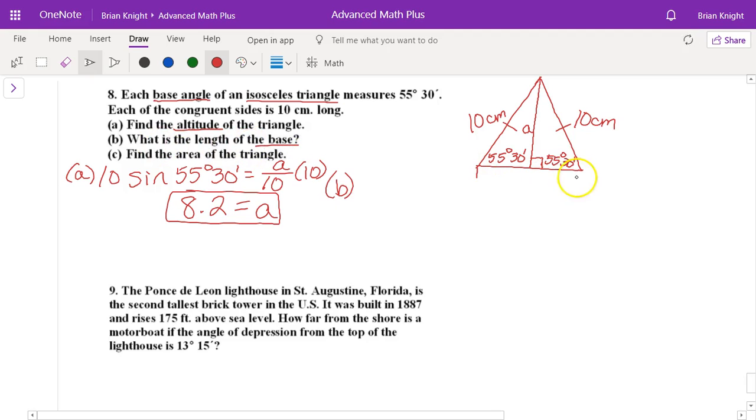All right, part B says, what is the length of the base? So they want to know, how far is it from here to here? Can we get the whole thing with our triangle? Can't you just do Pythagorean Theorem? You can, but that would only be one of them. That would only be half. You can get from here to here, and then you just multiply by 2.